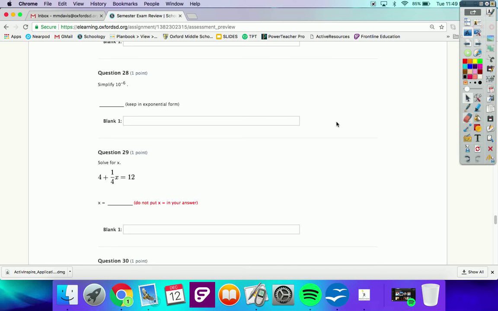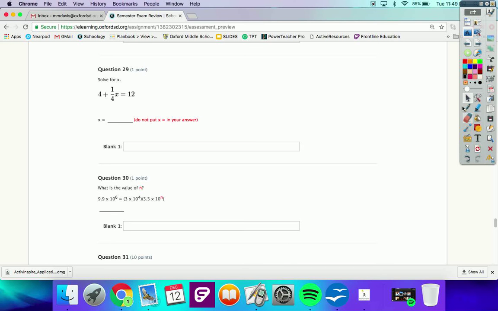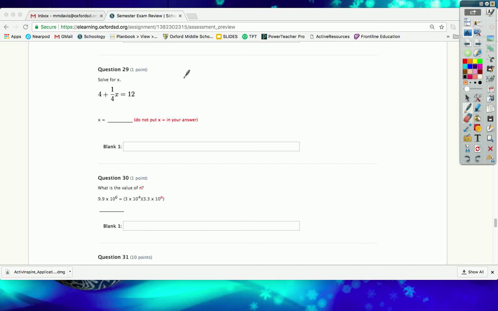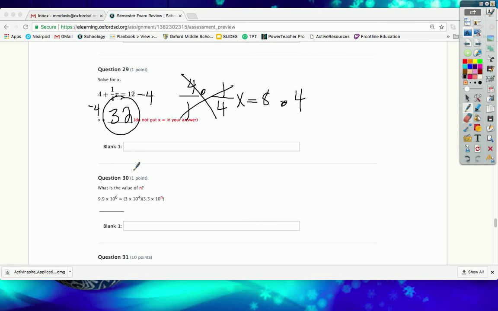Number 29. Another equation, I'm just isolating a variable. I would move over the 4 to have 1/4 x equals 8. Multiply by the reciprocal of 4 over 1 to get rid of the 1/4. 8 times 4 is 32, so x equals 32.